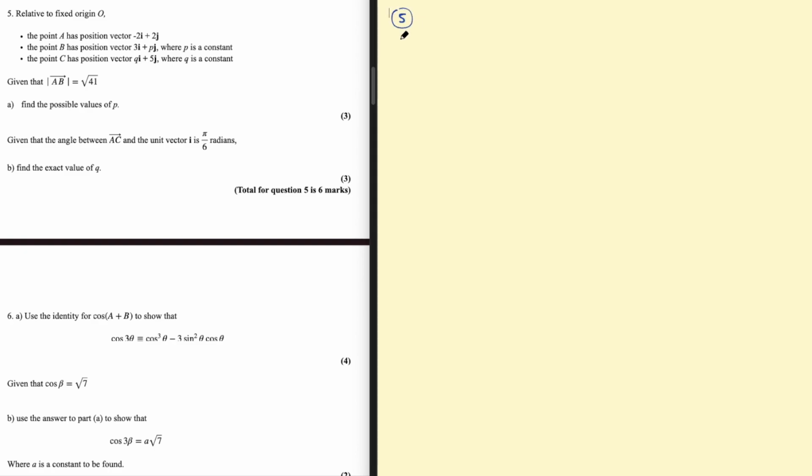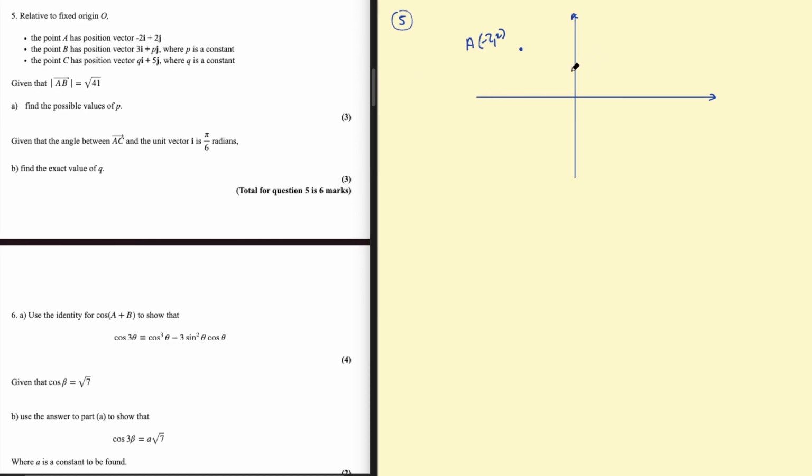Okay, so let's think geometrically for a minute. Let's interpret these vectors on a set of axes. Negative 2i plus 2j, that's negative 2 in the horizontal direction and positive 2 in the vertical direction, somewhere over here. So let's represent that point as negative 2, 2. That would be A. And then point B is going to be 3 in the positive horizontal direction, but we don't know the y-coordinate. So let's just write it up here somewhere. It might be down here as well, but this would be 3, p, and that's point B.